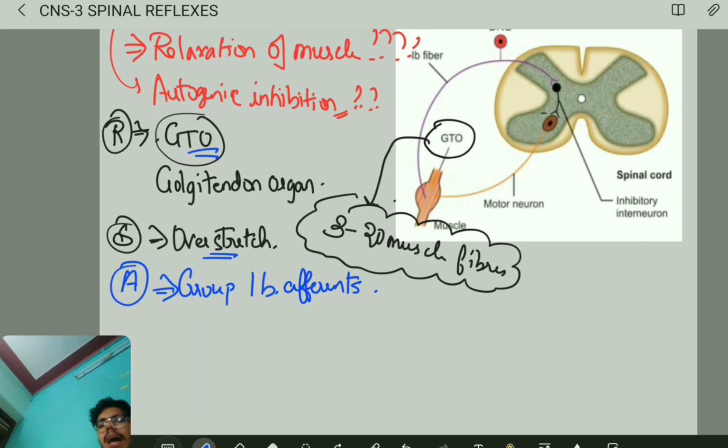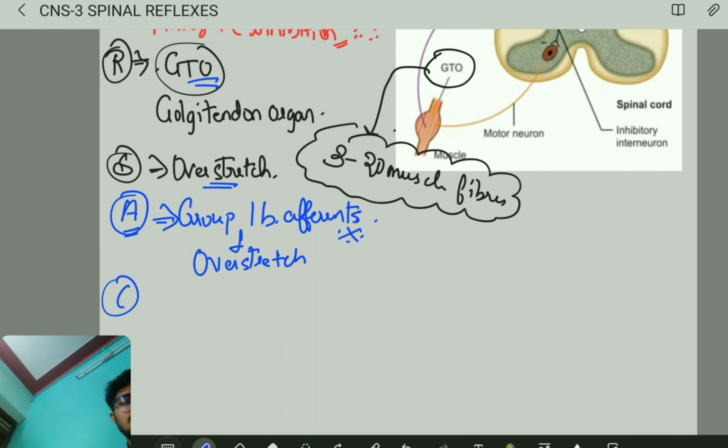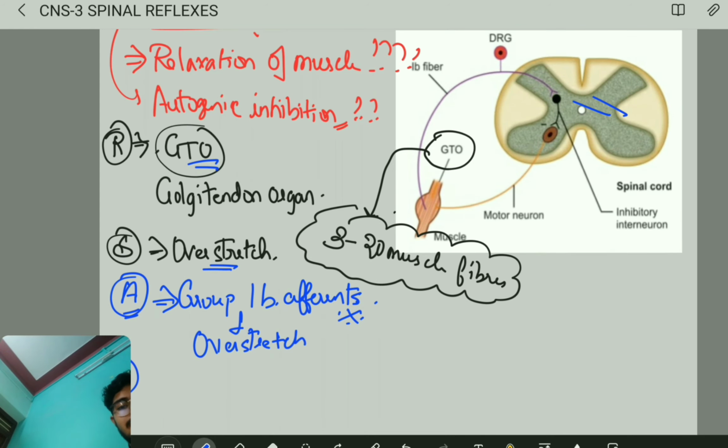Group 1B afferents are causing overstretch. Yes or no? Afferent is what? Overstretch, caused by group 1B afferents. Okay. What is the center? Center is the spinal cord. Fine.